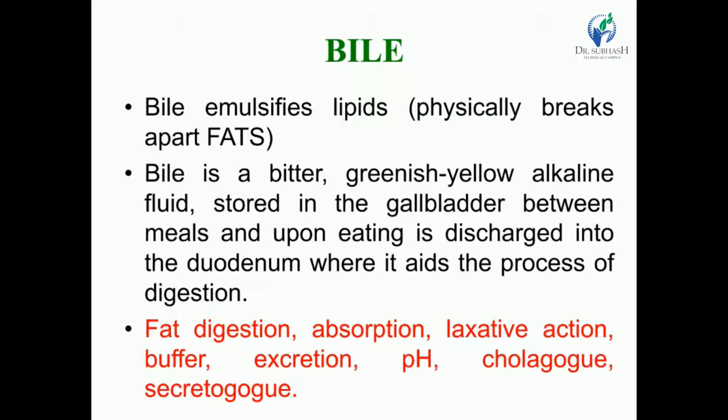Once the meal has been completed, as soon as that food material enters into the duodenum, at the very same time, bile juices will be added into it. Right? Upon eating, it is discharged into the duodenum, where it aids the process of digestion. While considering functions, this red color indicates they are all the functions of the bile juices or bile.